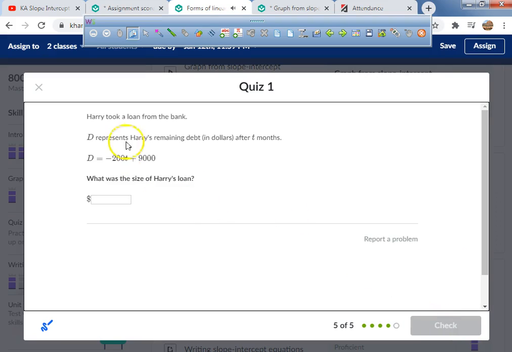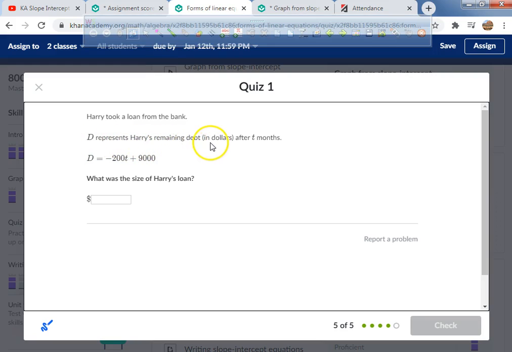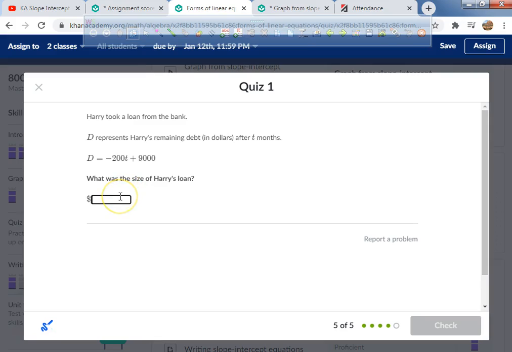All right, last one. Harry took a loan from the bank. D represents Harry's remaining debt in dollars after T months. So D is his remaining debt. Well, it looks like he started out with a $9,000 debt, and he's paying it off by $200 each month. So if the question says, how much is he paying each month, you would write $200. But what was the size of Harry's loan? He borrowed $9,000. So what's the -200 mean? It means he's paying it off $200 each month until hopefully he has a debt of 0. But that's the size of his loan.